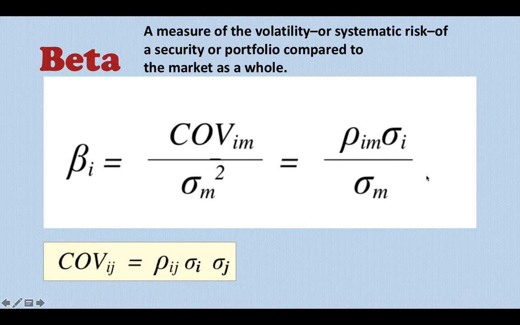So that way you get the beta formula, which is equal to the correlation coefficient times the individual stock standard deviation divided by the market standard deviation. I like this formula better. You will understand beta very well. Use this formula.